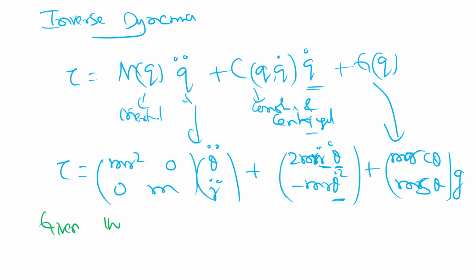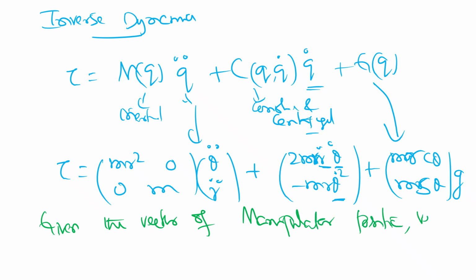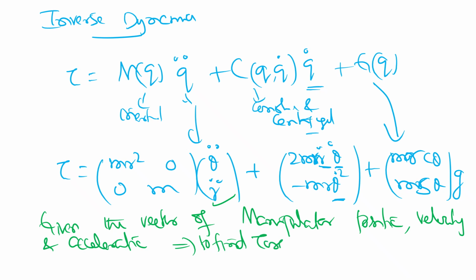Given the vector of manipulator position, velocity, and acceleration. If acceleration, velocity, and position are given, then you will be able to find the torque. So this is called inverse dynamics.